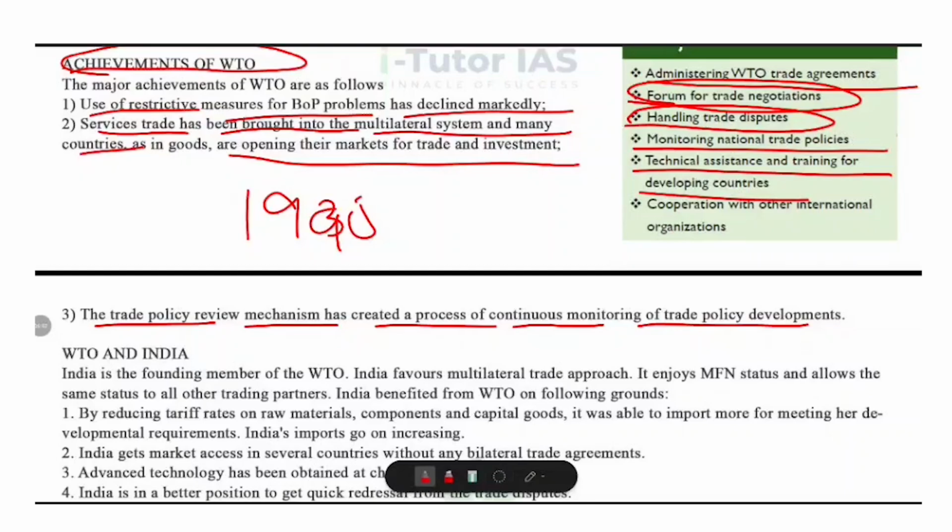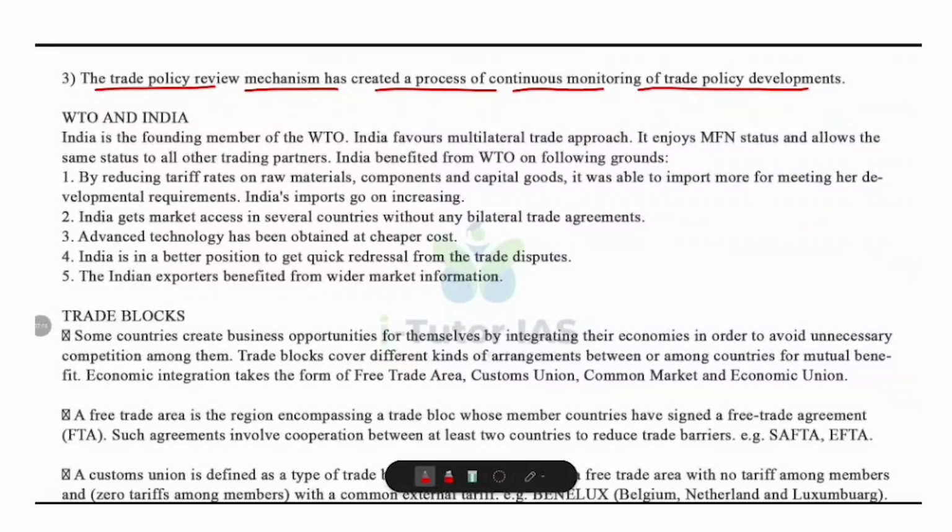Okay. And the last function is cooperation with other international organizations. The WTO cooperates closely with organizations like the IMF, World Bank, and UNCTAD to ensure greater coherence in global economic policymaking. Okay. Now, WTO and India.